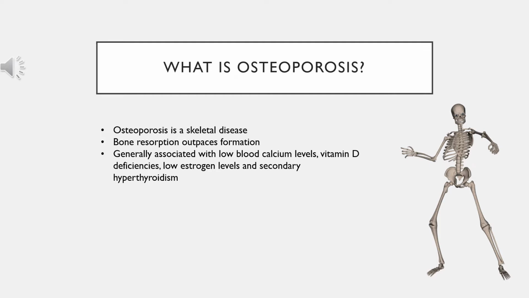Osteoporosis is a type of metabolic skeletal disease where the osteoclastic bone resorption outpaces the osteoblastic bone formation. This causes bone density to decrease and risk of fractures to increase. Generally, osteoporosis is associated with the mechanics of the endocrine system, such as low blood calcium levels, vitamin D deficiencies, estrogen deficiencies, and secondary hyperparathyroidism.